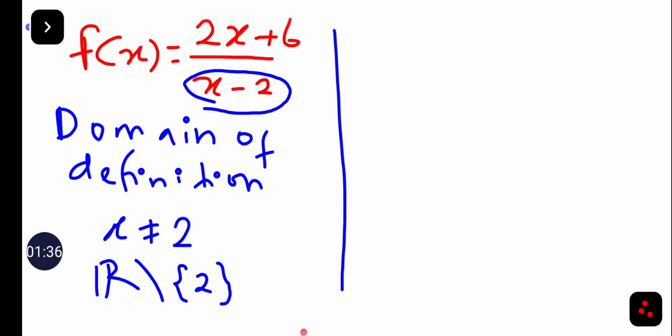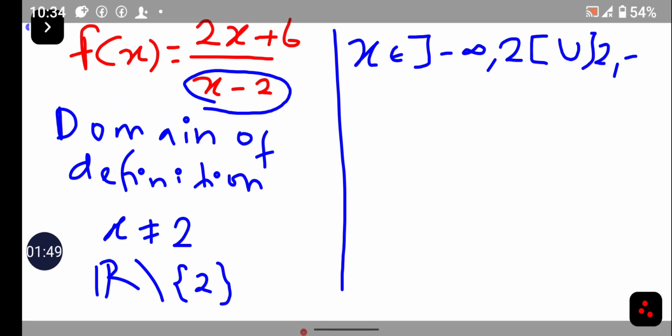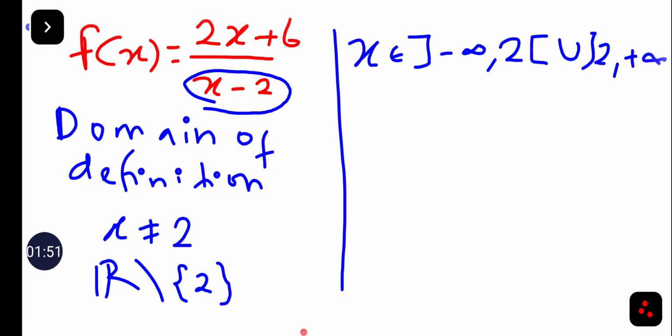We can write the interval form as x belonging to negative infinity to 2, open, union 2 to positive infinity, open. So that's our domain in interval form. Now, having done that, we evaluate the limit at the bounds of the domain of definition. That's the limit at negative infinity, 2 from below, and 2 from above.